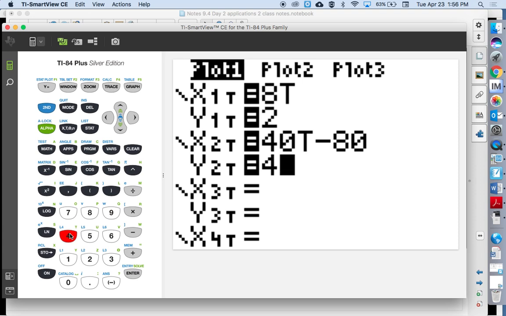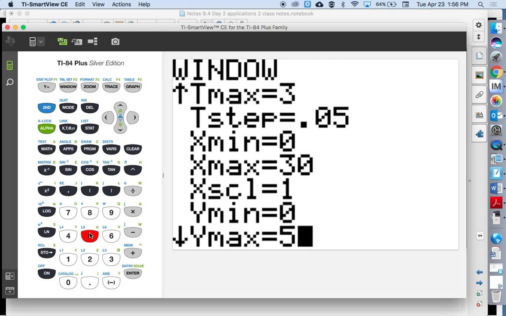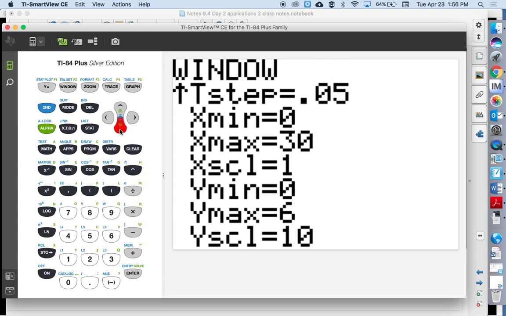And then if you go to the window, we'll just give Tanya 3 hours to run. We don't want her running for a long time, so we'll put a 3 there. We're going to change the t-step to make it a little slower, to 0.05. We'll make the x min 0. The x max, if Tanya runs for 3 hours, 8 times 3 is 24, we'll go up to like 30. And then the y max, we're only going up to 4, so you can make it a 5. Maybe we'll make it a 6 to be 1 more. That's just a 1.